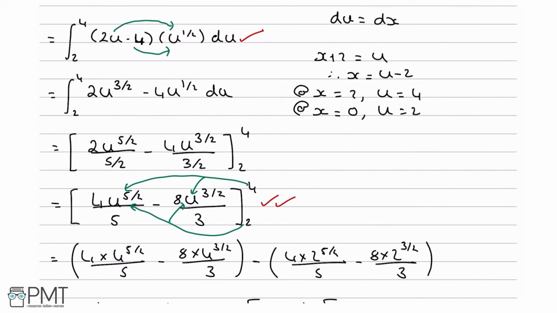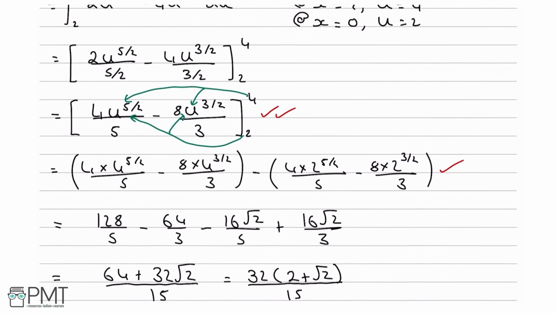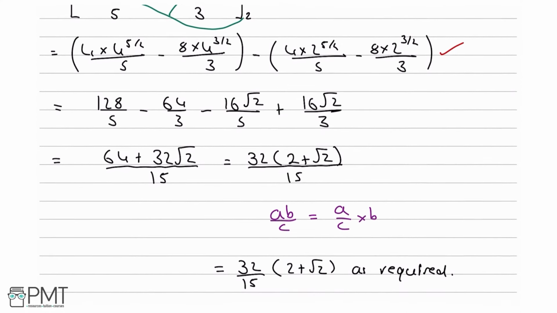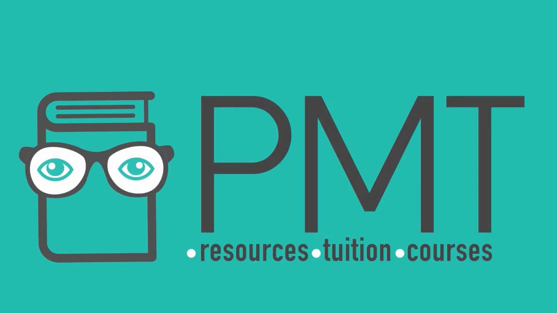Okay, your sixth mark comes from correctly putting in the limit and solving it, and your seventh and final mark comes from getting 32 over 15 times 2 plus root 2 as required.